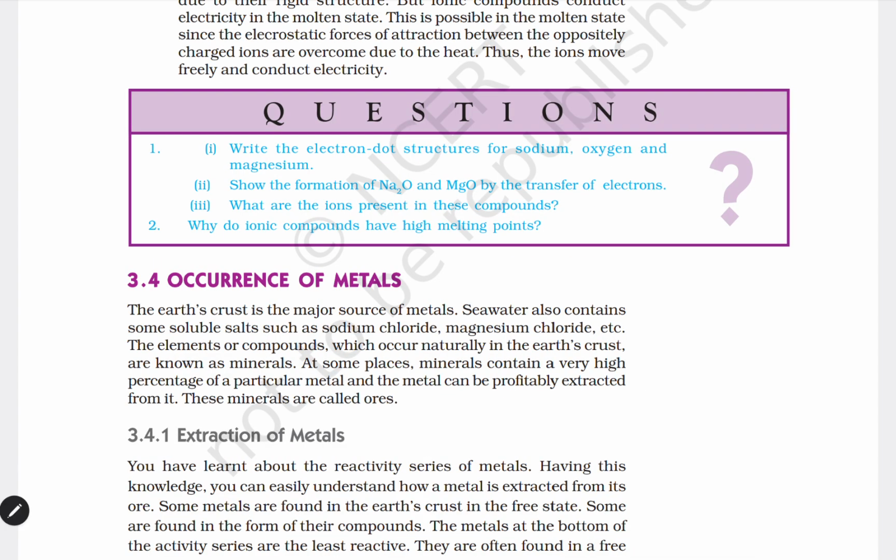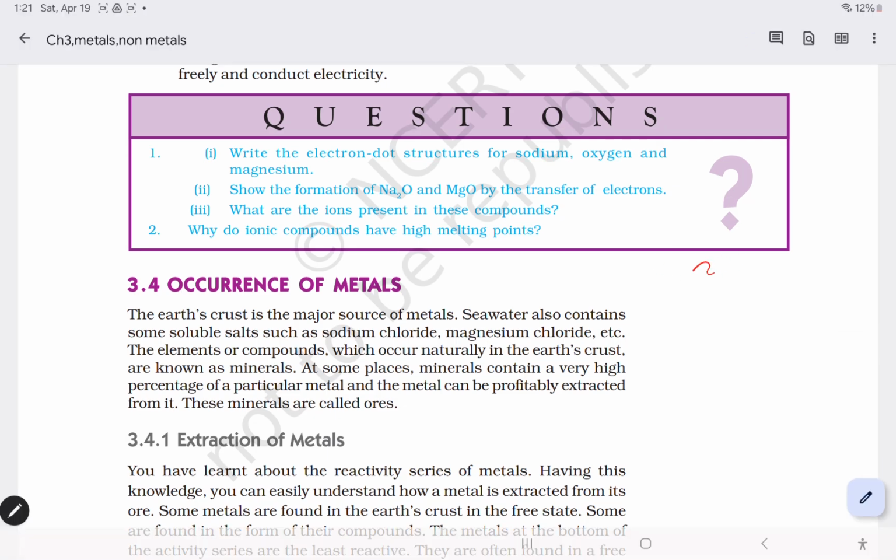Now we discuss these questions. Write the electron dot structure for sodium, oxygen and magnesium. The electron dot structure represents the valence electrons using dots around the chemical symbol. First, sodium. What is the atomic number for sodium? It is 11. You can represent the dot structure as simply Na with a single dot, because the configuration is 1s2, 2s2, 2p6 and 3s1. That one electron is shown with one dot.